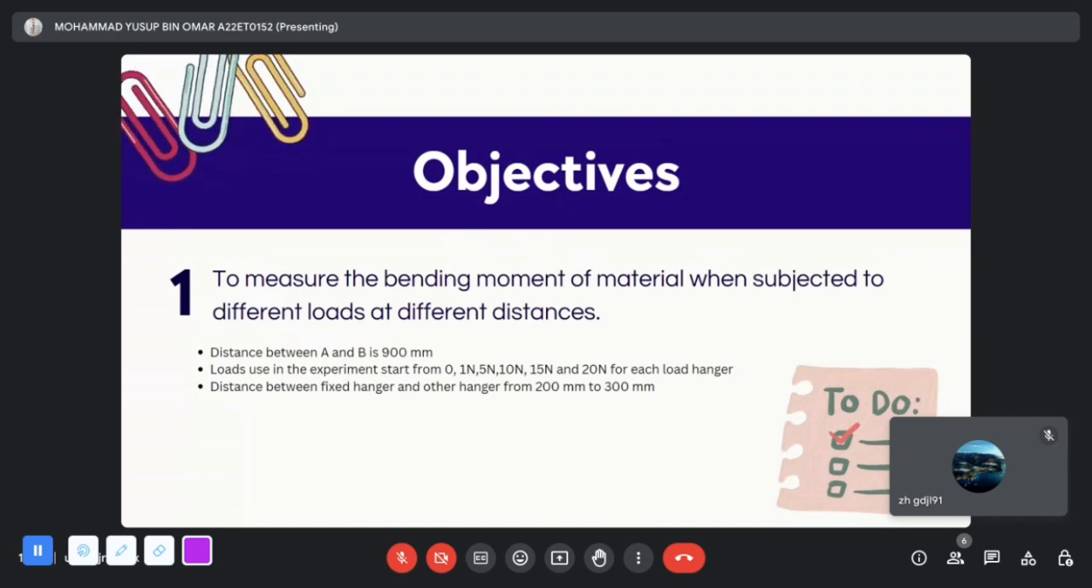The loads used in the experiment start from 0, 1 Newton, 5 Newton, 10 Newton, 15 Newton, and lastly 20 Newton for each load hanger. Lastly, we use a distance between the fixed hanger and the other hanger from 200 millimeter to 300 millimeter.